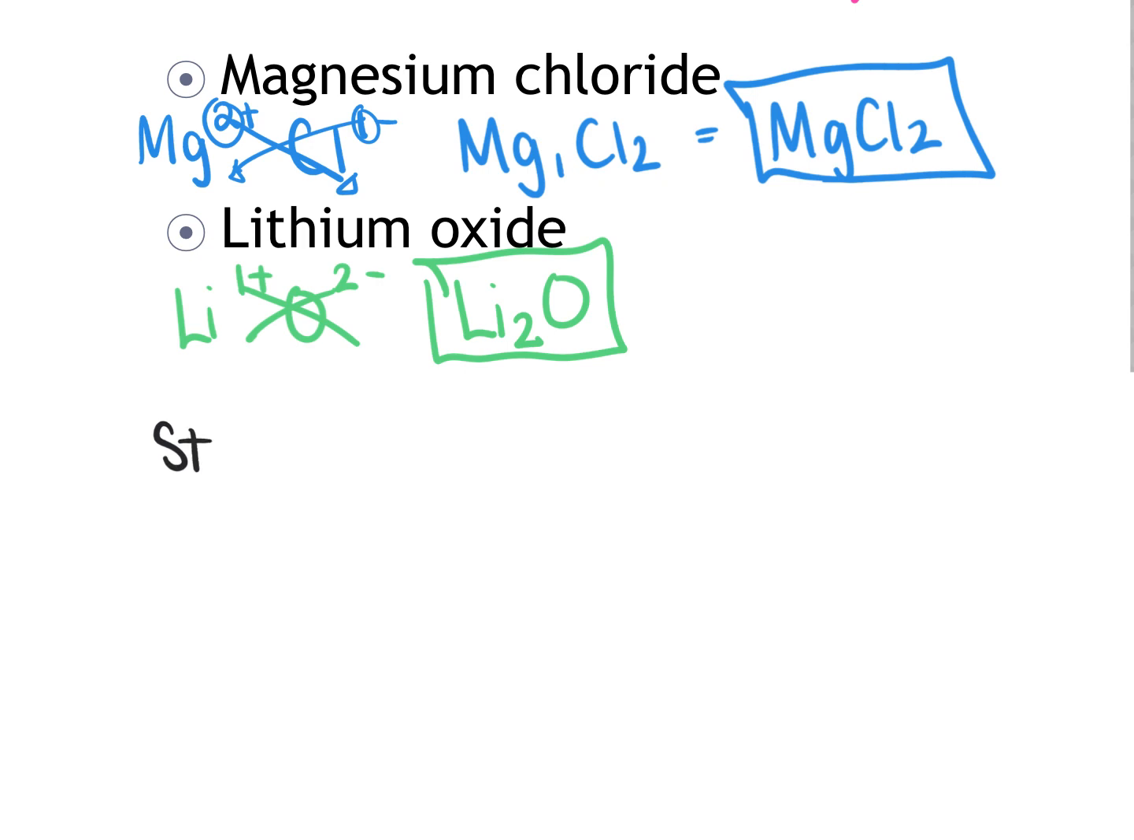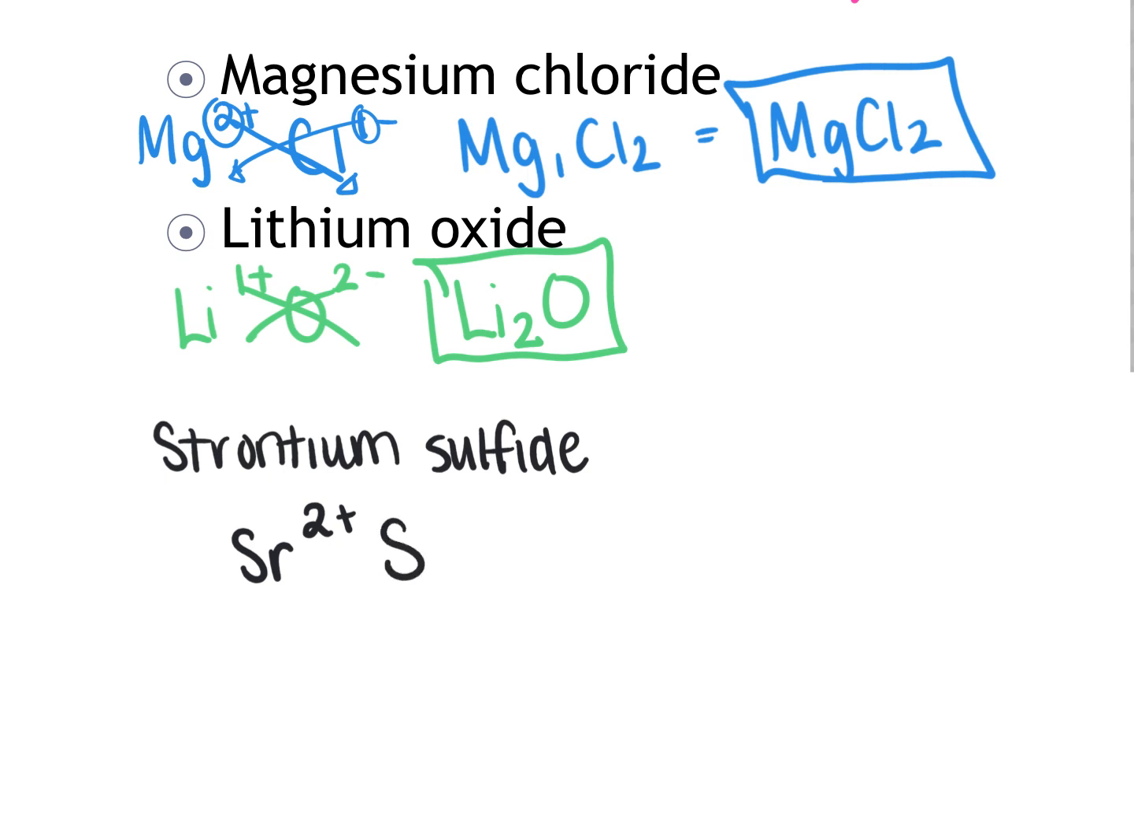Okay, so let's figure out the formula for strontium sulfide. Okay. What's the symbol for strontium? It's on the left. Second column. Good. Sr. What kind of charge does it have? 2. 2. And then what do you think sulfide is? Okay, it's just sulfur. So what's the symbol for sulfur? Okay, and what kind of charge does it get?